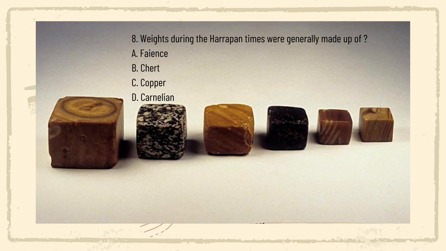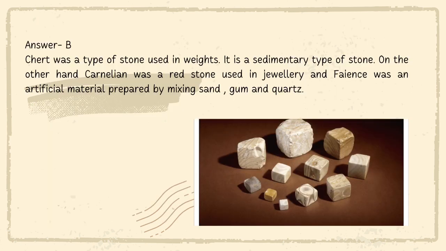The next question: weights during the Harappan times are generally made up of. So if you know the answer, you know the answer. The answer is B, chert. Chert was a type of stone used in weights. Sedimentary type of stone, sedimentary rock. Carnelian was a red stone. It was used in jewelry.